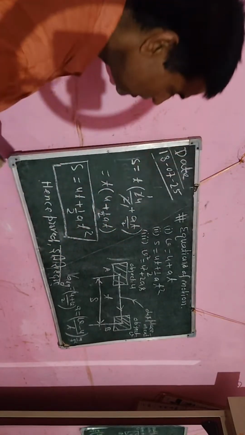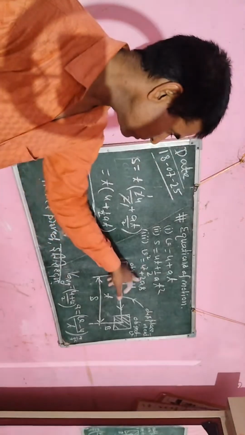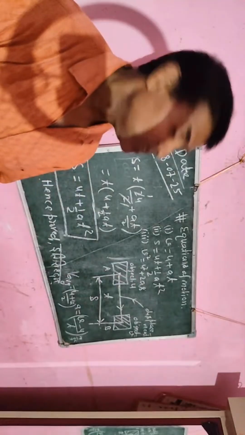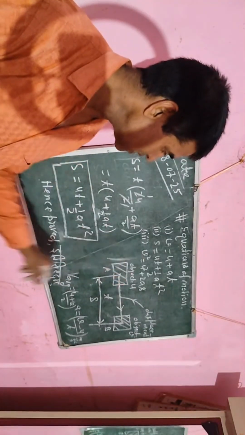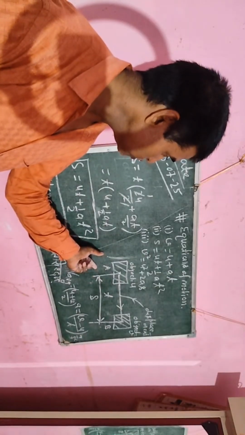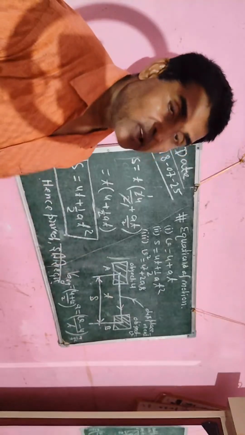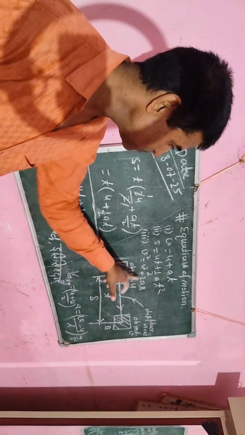Okay, similarly, we have to prove v square is equal to u square plus 2as. This is the third equation of motion. For that third equation of motion I will follow the same figure and use the same concept for getting this equation, that is v square is equal to u square plus 2as.